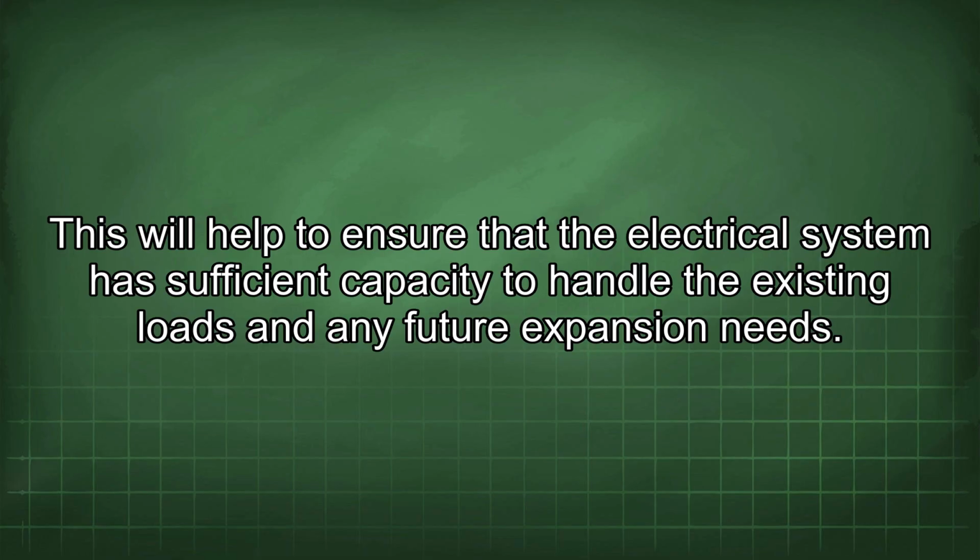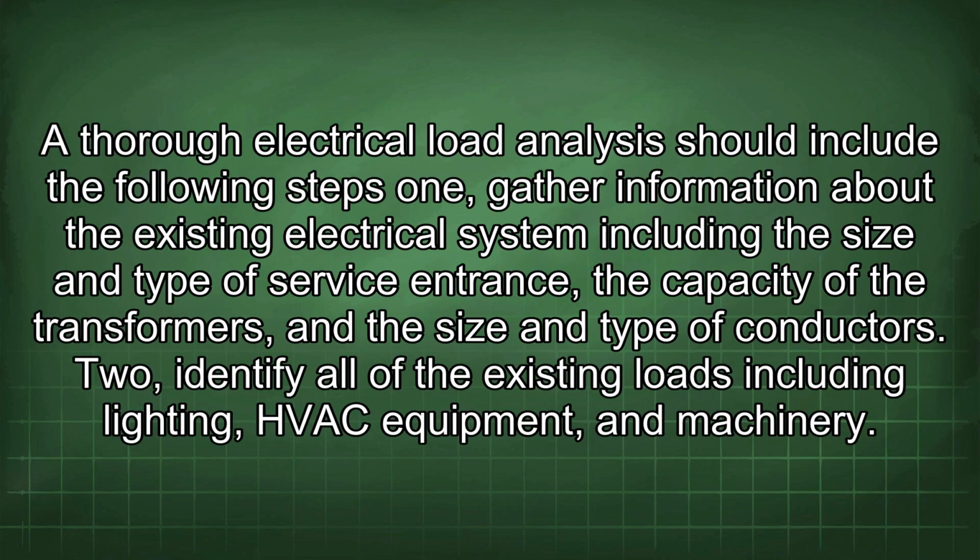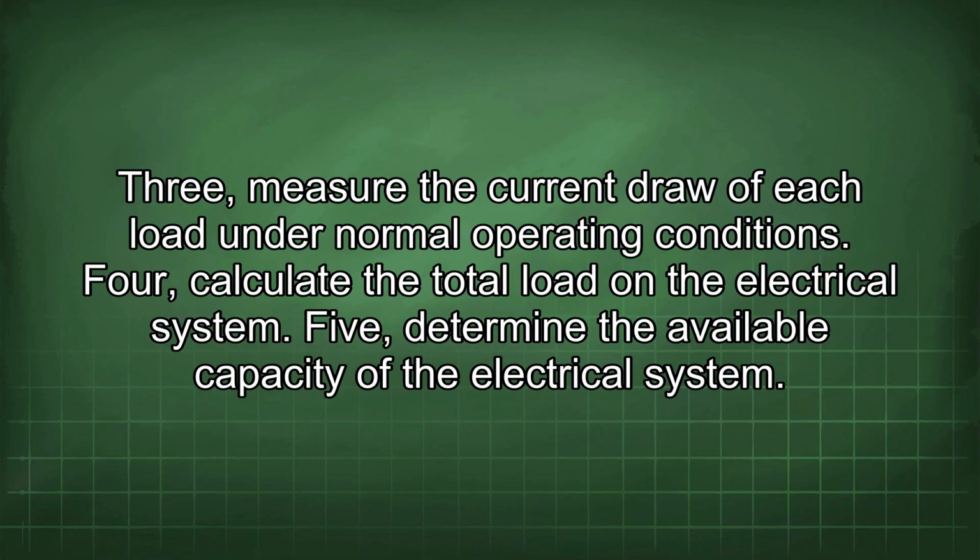This will help to ensure that the electrical system has sufficient capacity to handle the existing loads and any future expansion needs. A thorough electrical load analysis should include the following steps. 1. Gather information about the existing electrical system, including the size and type of service entrance, the capacity of the transformers, and the size and type of conductors. 2. Identify all of the existing loads, including lighting, HVAC equipment, and machinery. 3. Measure the current draw of each load under normal operating conditions.